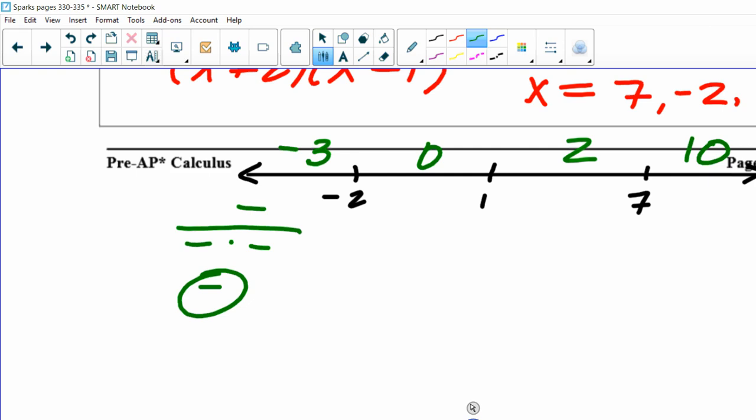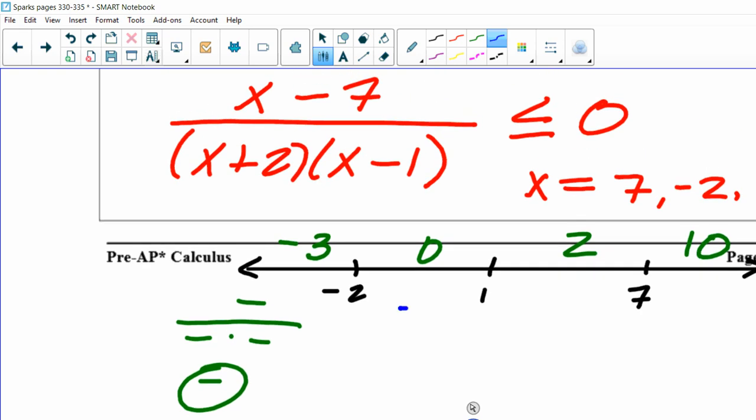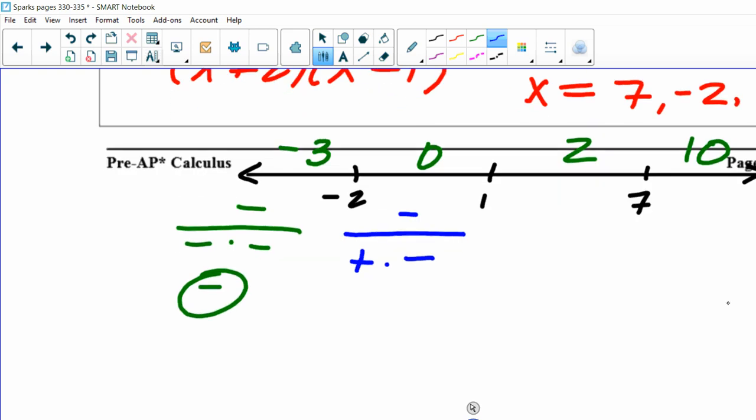Good. What if x is 0? Numerator is negative. Denominator is positive times negative, so negative. Oh, wait. Positive. What does that positive mean graphically? Above the x-axis. Good.